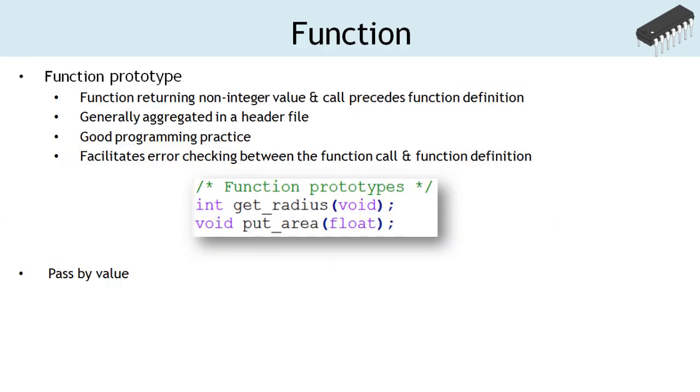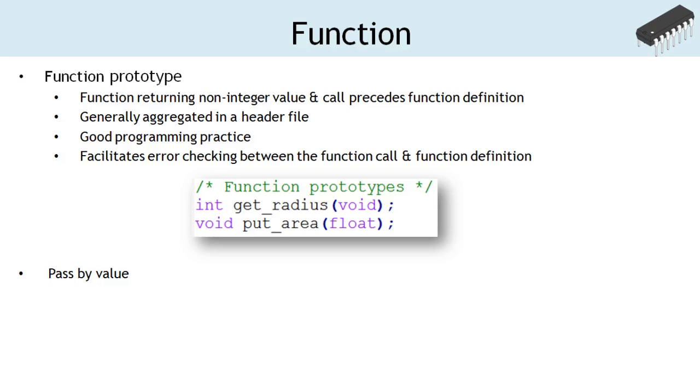A function prototype is required if the function returns a non-integer value and the function call precedes the function definition. Such a declaration is not mandatory, but it is included as a good programming practice. It facilitates error checking by the compiler between the function call and the function definition.